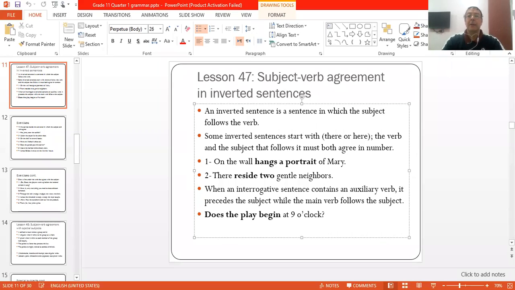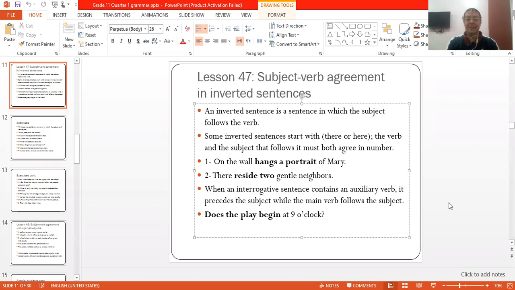All right. Okay. So, without further ado, as I said, this is dedicated to learners of English, wherever they are, whoever they are. I would like to talk to you today about subject-verb agreement in inverted sentences. So let's have a look now at the PowerPoint.